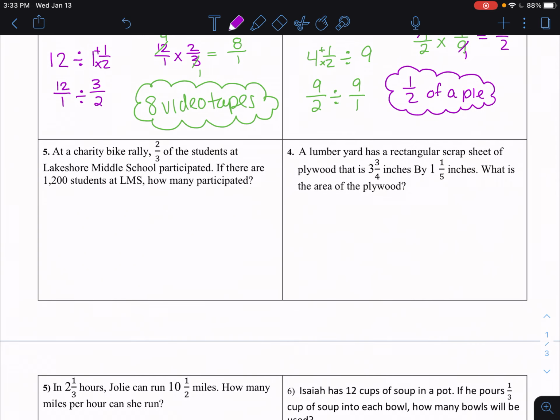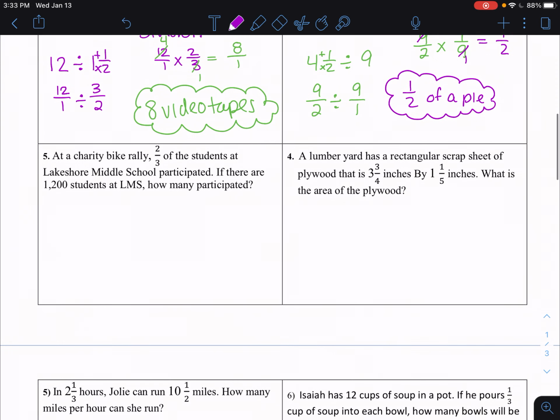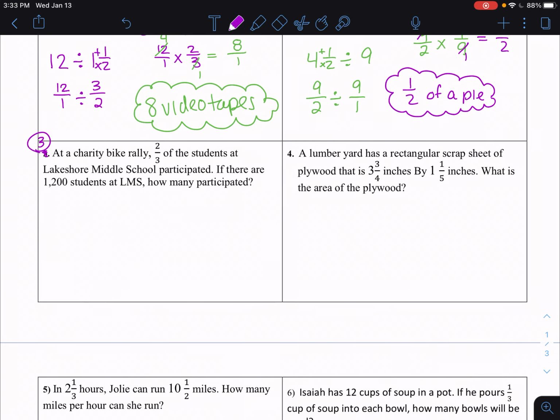Number 5. That's really weird. Should be number 3. Number 3. So I'm going to change that really quick. At a charity bike rally, 2/3 of the students, right there, that's important. 2/3 of the students at Lakeshore Middle School participated. If there are 1,200 students at LMS, how many participated?